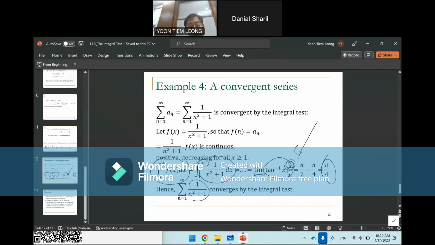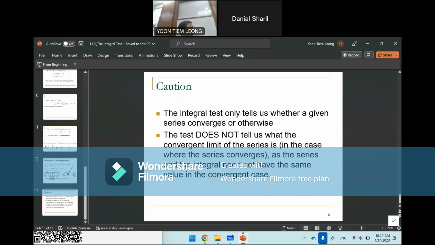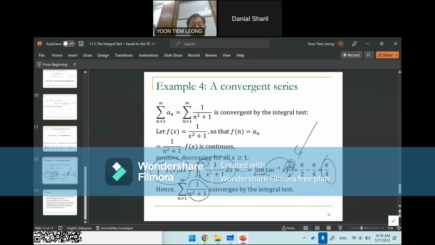Therefore, you say this series converges. Now, it's a very, very important idea that you have to understand. The integral test only tests for the convergence. It does not really tell you the values of convergence of a series. So it doesn't mean that the series also converges to a number of pi over 4.